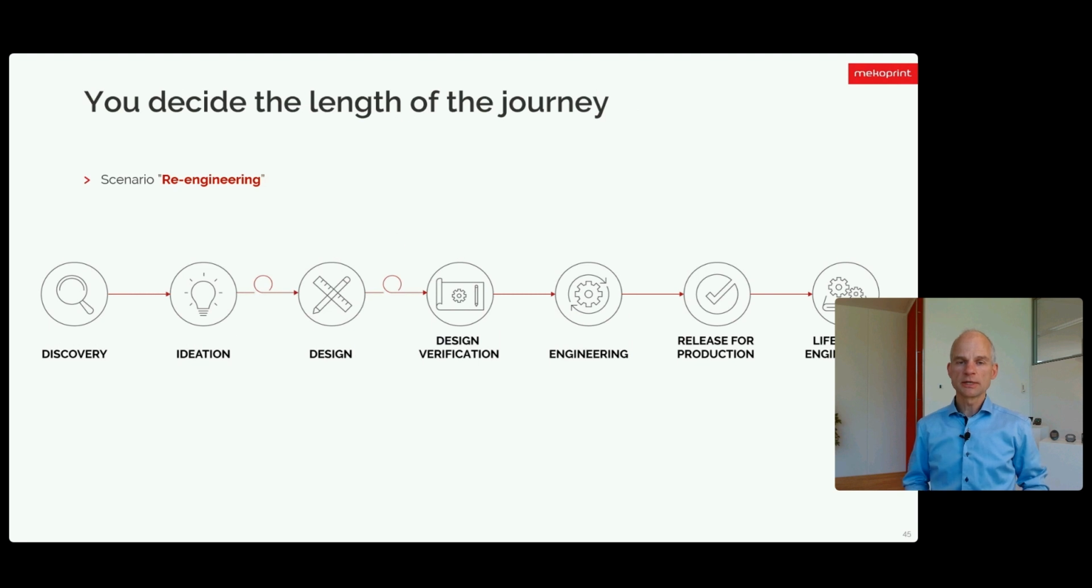Last but not least, the third scenario is what we call re-engineering. Typically, this is a product out in the market which has some problems. Could be end-of-life issues, but could also be quality issues. And you want to ask an external expert to do a review of the current design in order to make improvements or change of materials.